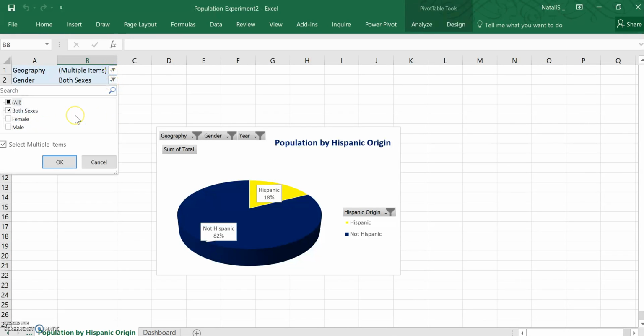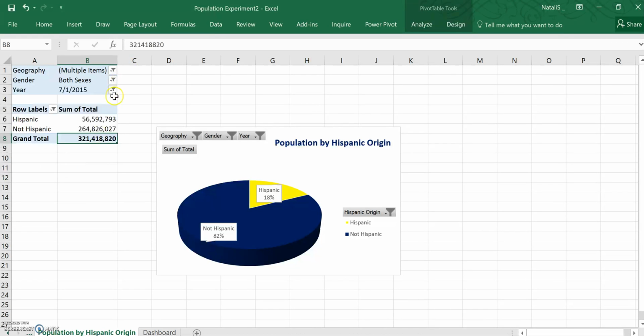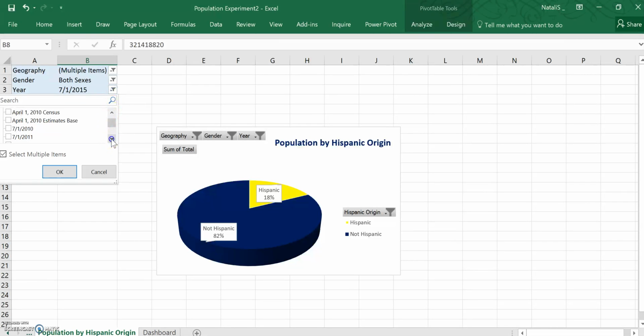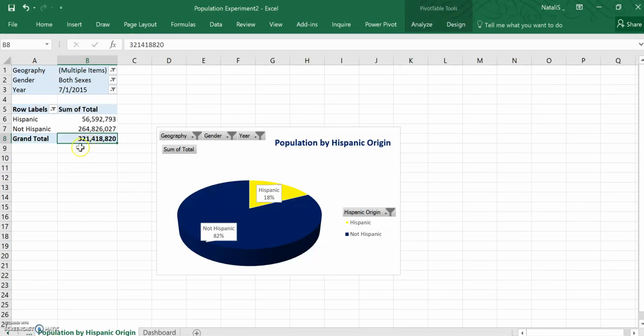I should be really careful not to count female, male, and both sexes twice. So right now we're getting numbers for both genders here. And for the year, if we're interested in 2015, we should use only 2015 year. Otherwise, if I'm not careful, all this data will sum up in some crazy number. In reality, we can see that there are 321 million people in US.